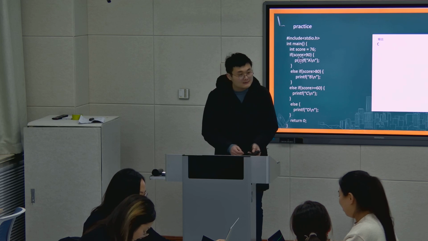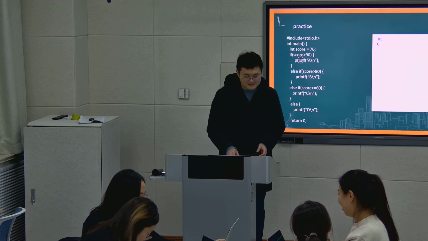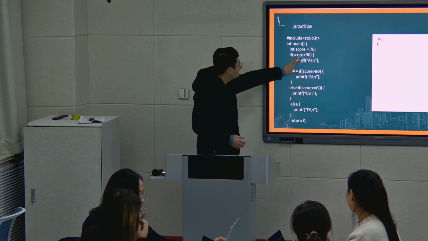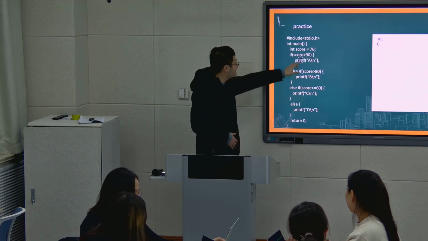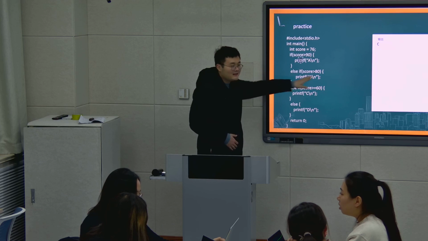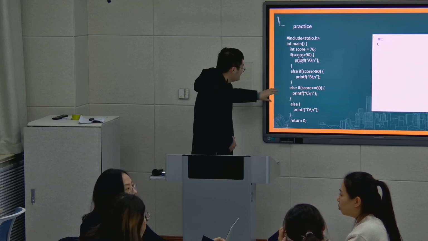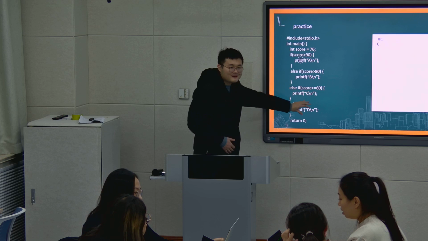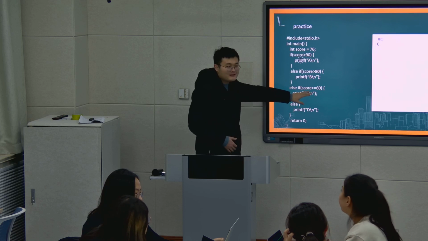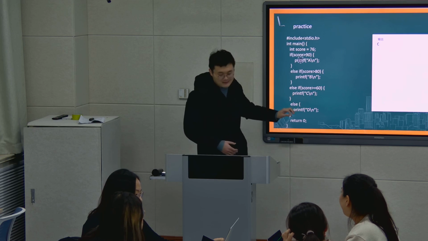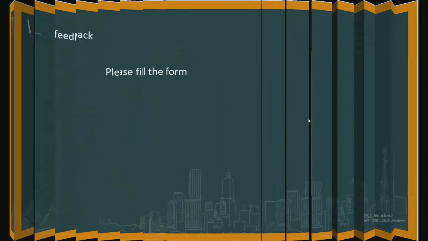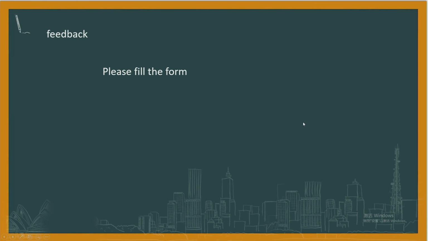So 76 satisfies this part, right? 76 is smaller than 90 and smaller than 80, right? So it only satisfies this part, and the other parts will be skipped, right? So the result is C, right? 76 can only be C level, right? Else if. So please give me feedback. I will give you 4.